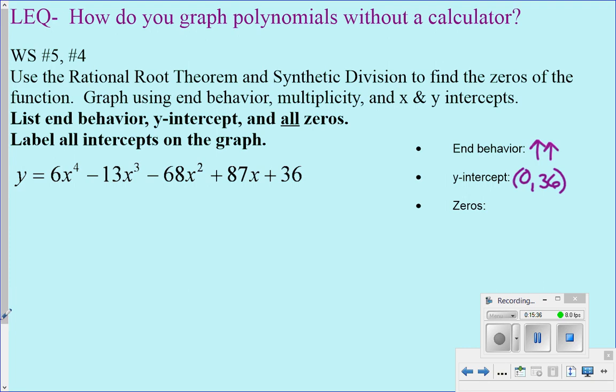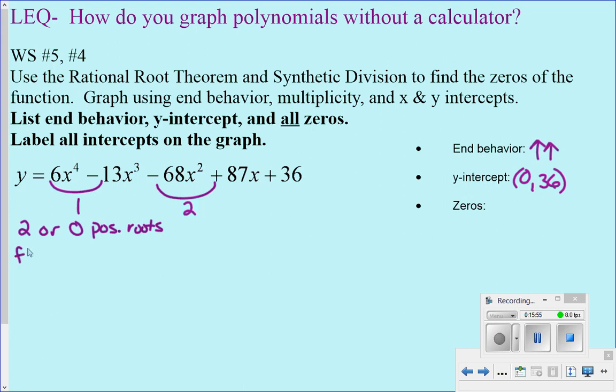So let's go ahead and do Descartes and the rational root theorem. Positive to negative, that's 1. Negative to negative, no. Negative to positive, yes, that's 2. Positive to positive, no. So that means 2 or 0 positive roots.